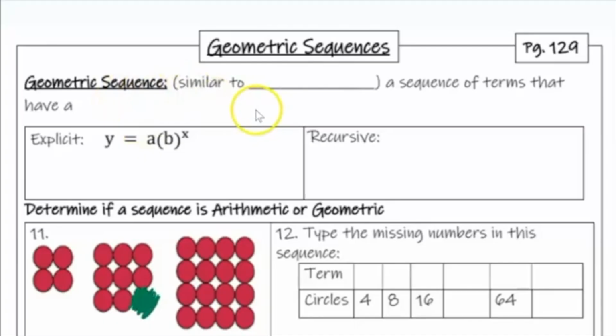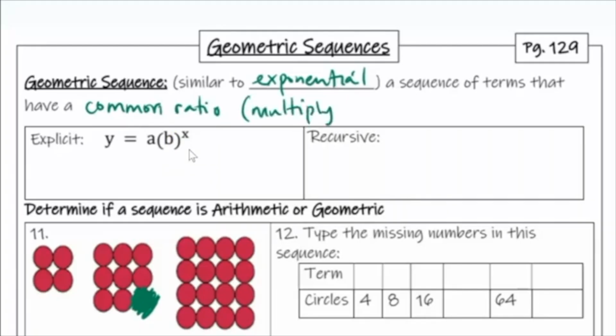Geometric sequence is similar to an exponential function. A geometric sequence is a sequence of terms that has a common ratio. Right? What that means is that you multiply by the same number each time. Okay, so that's what geometric or exponential functions mean.